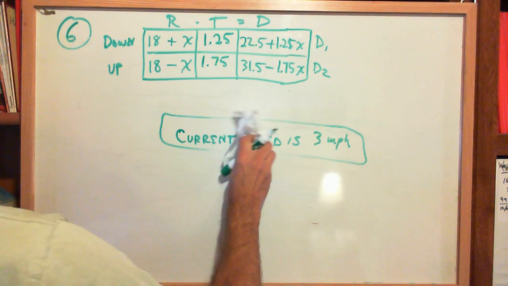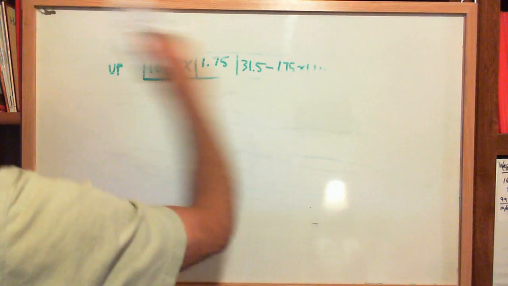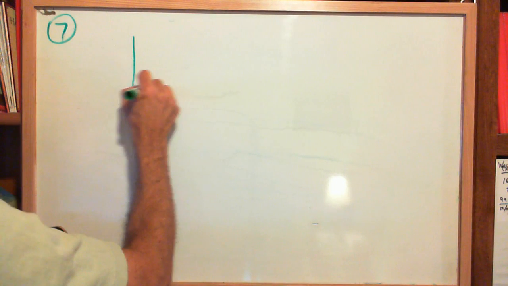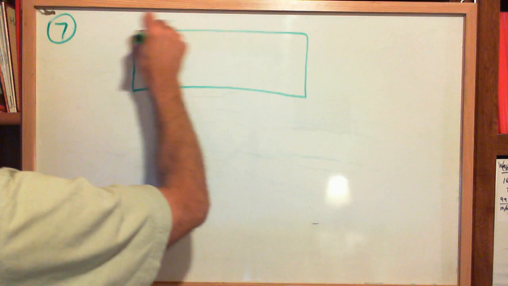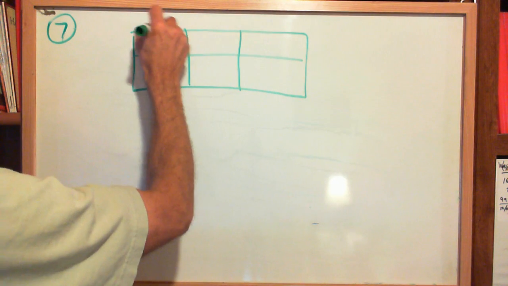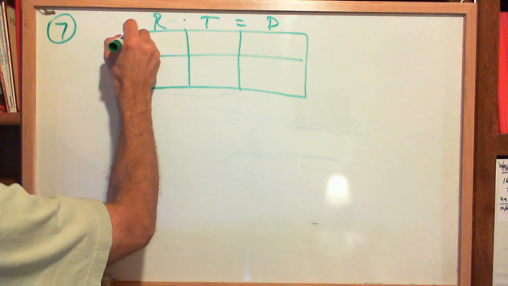2 more. Alright, so 7. I know I'm going to need my box. I'm going to just draw it right now. 7 is a little trickier. Rate times time equals distance, because they asked a different kind of a question.